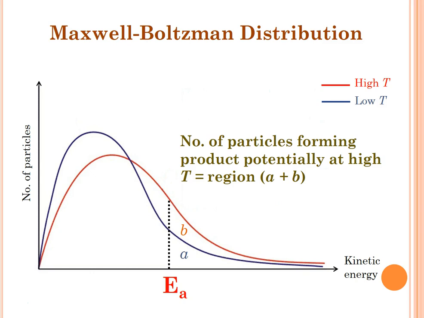This could further be explained based on Maxwell-Boltzmann distribution curve, as indicated by this curve. The area under the curve represents number of particles. As for the x-axis, it is involving energy. And this is activation energy, which is the minimum energy required for the reactants to form products.